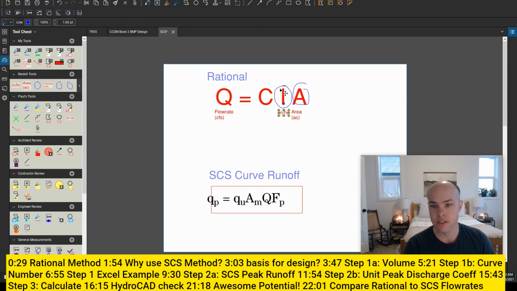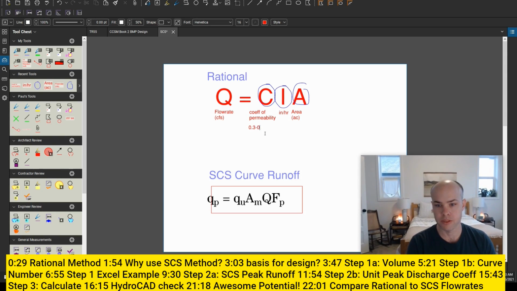And then C is the catch-all to determine what site you have. If you have impervious, this is going to be a higher number. If you have forest or grass, this is going to be a lower number. So it's depicting how much water is going into the ground, or how much, I think it's called the coefficient of permeability. We'll just call it a coefficient. And this number typically ranges from 0.3 to 0.95.